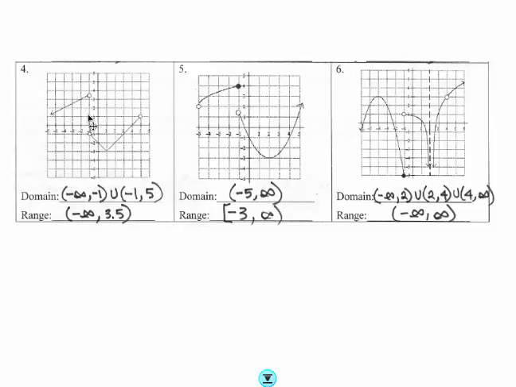You can't put 1 into this function because both of these are open holes. So we have to close the parentheses with the -1 and start right up after -1. And then it continues on and it stops at 5 when we go off to the right here.